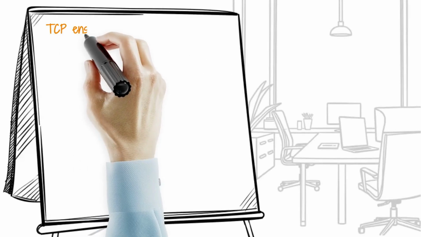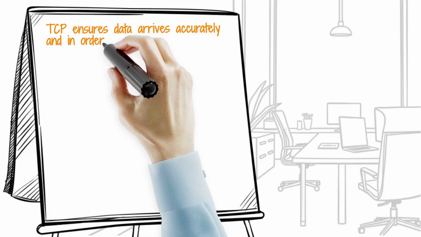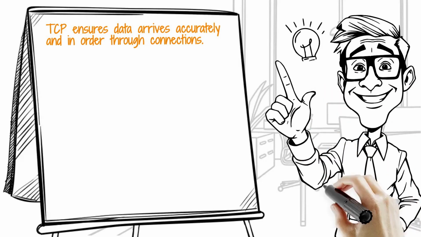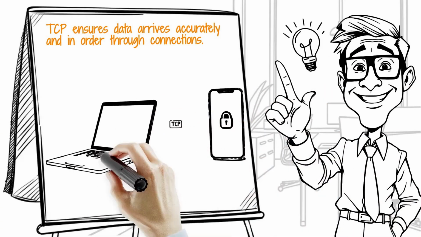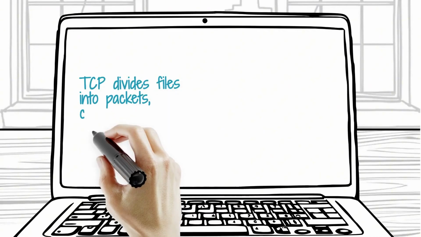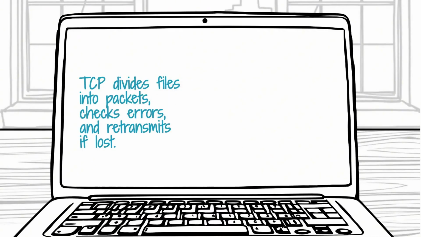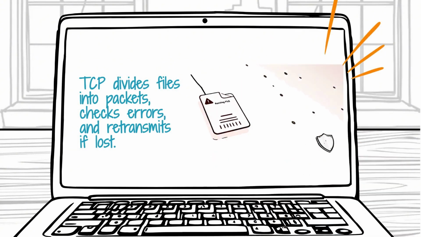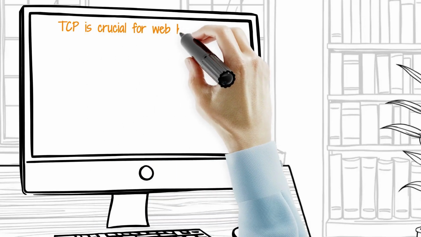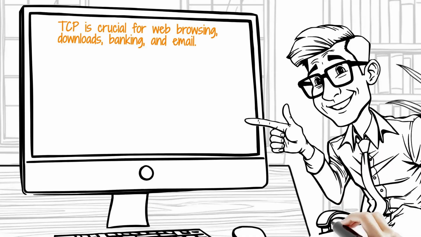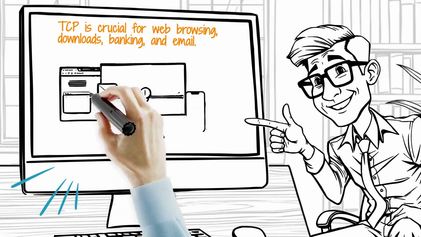TCP, Transmission Control Protocol, is responsible for making sure data reaches its destination accurately and in the correct order. Before sending information, TCP establishes a connection between two devices. It divides large files into smaller packets, numbers each packet, checks for errors, and retransmits any packets that are lost. This makes TCP highly reliable. Activities like web browsing, file downloads, online banking, and email rely heavily on TCP because accuracy is more important than speed.